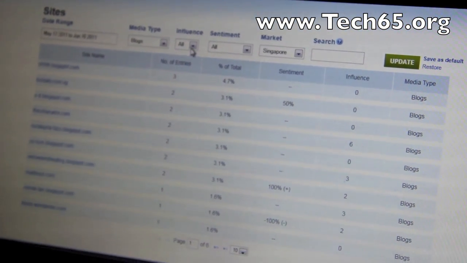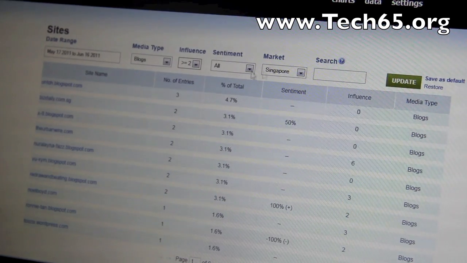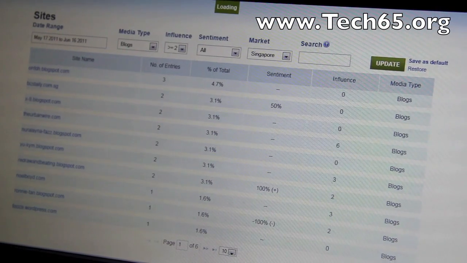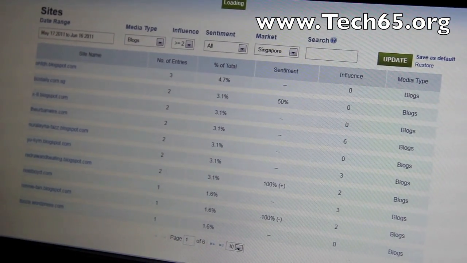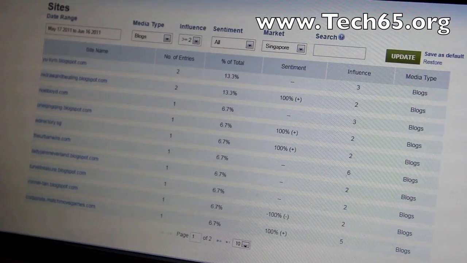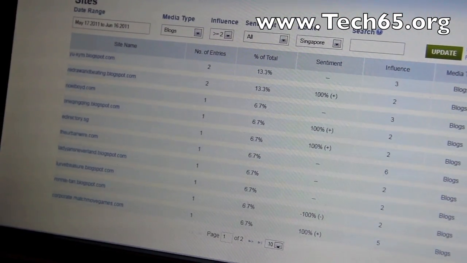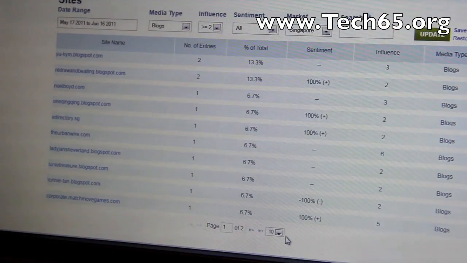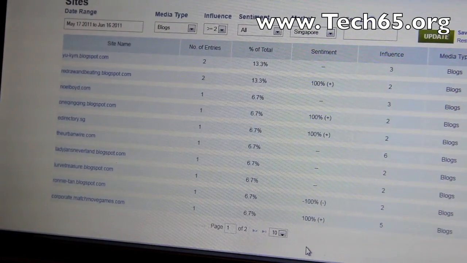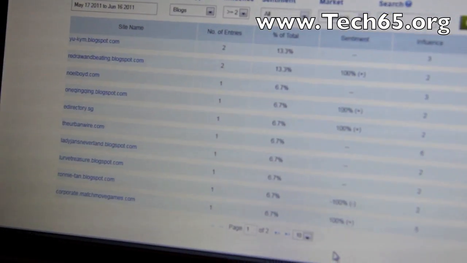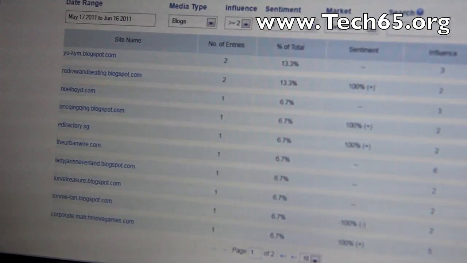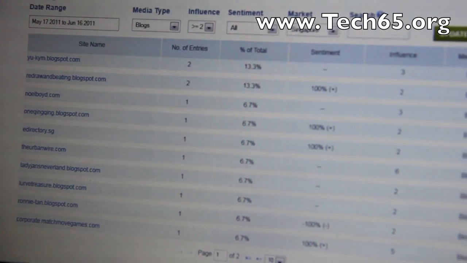So maybe you say, I want to see only the more influential ones, 2 and above. So you can filter on that. And here you go. These are some of the more influential bloggers in Singapore. So it's very easy for a brand owner to zoom in on the data that they need. In this case, you can just see which bloggers they want to engage with.